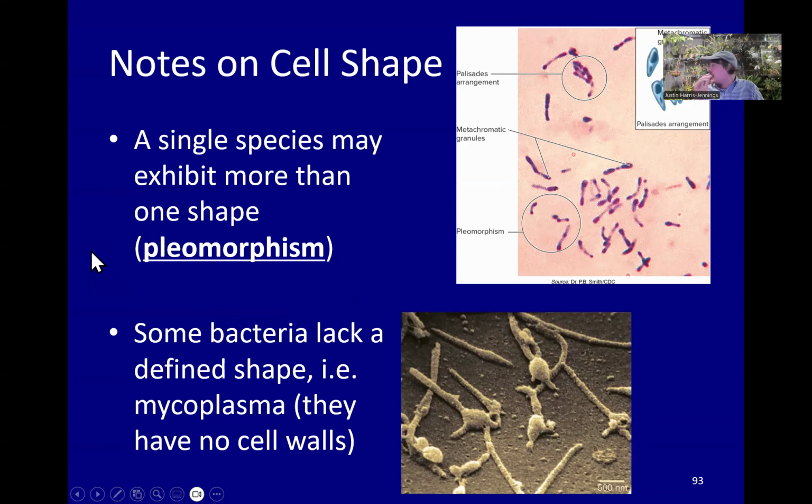And then we talked about how some bacteria don't have a cell wall, like Mycoplasma pneumoniae, and that doesn't create a uniform shape for them. And so they're all different kinds of shapes. And this is what's called pleomorphism. You can kind of see how they're all different shapes of all different kinds.